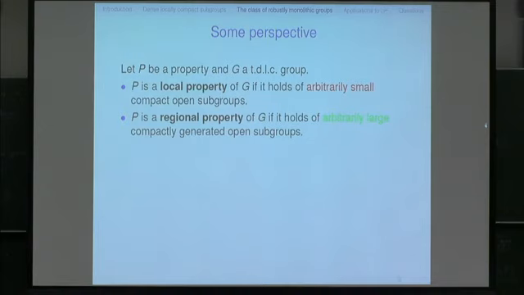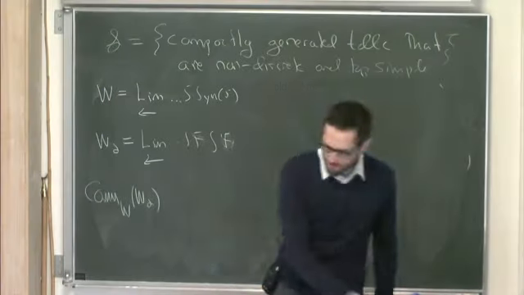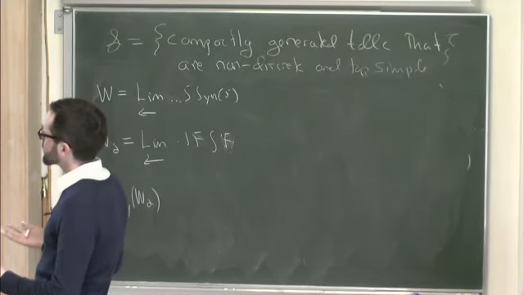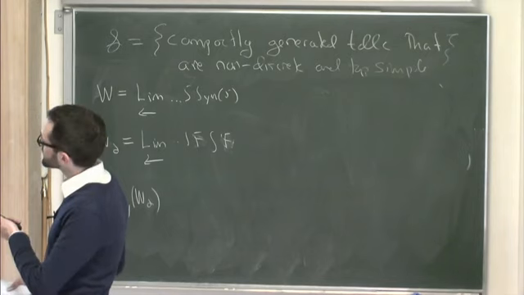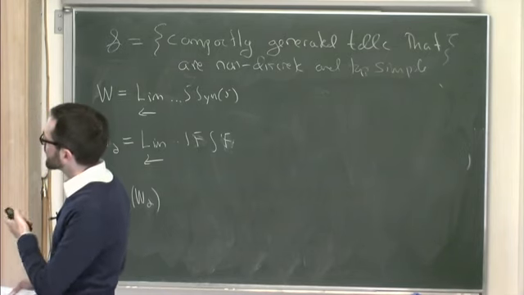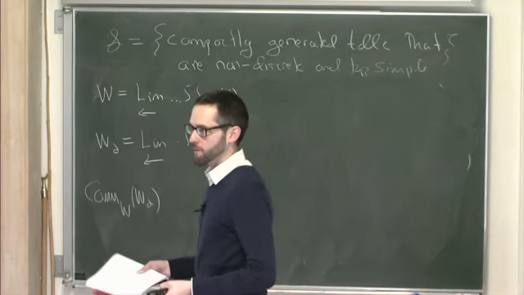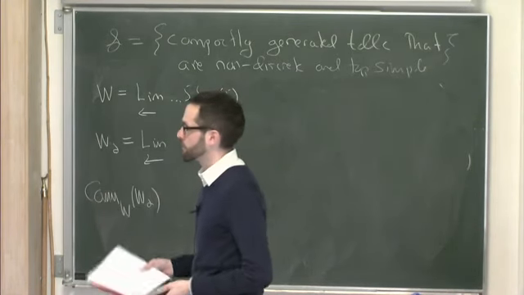And so the picture, or maybe the slogan is better than the picture, is that for local properties, you need your magnifying glass. Regional properties, you just need your eyes. And global properties, you need your telescope if you're thinking about a non-compactly generated group.